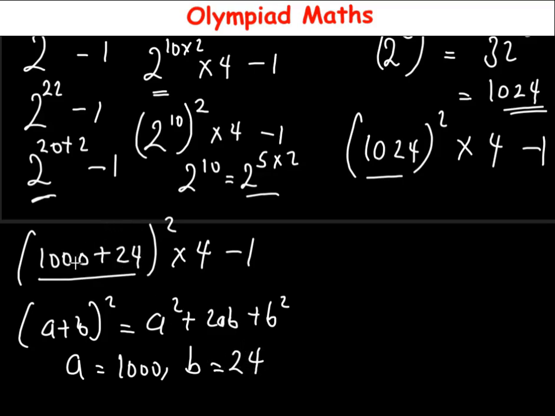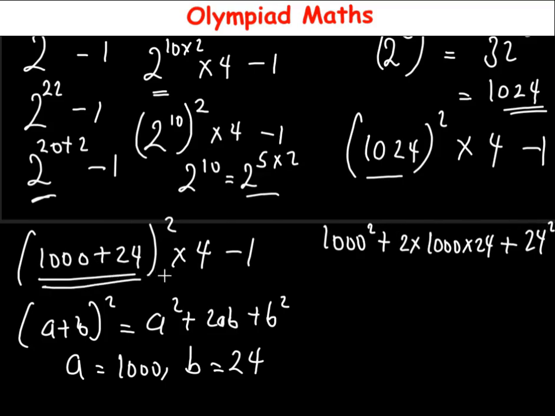Now, expanding this in the form of this expression, we're going to have a squared. A is 1000, so it becomes 1000 squared, then plus 2 times a, which is 1000, times b, 24. So 2 times 1000 times 24, then plus b squared, so 24 squared. We are still expanding this. Don't forget that we still have times 4 and minus 1. But first, let's expand this.